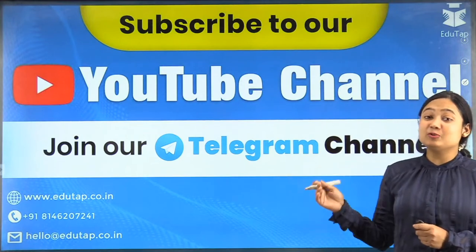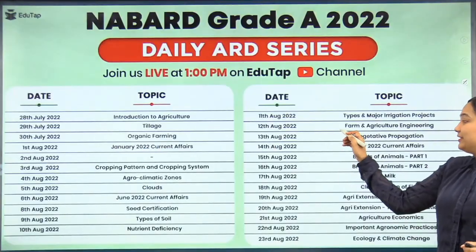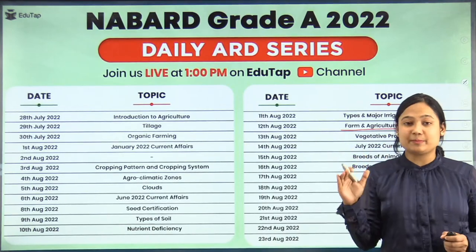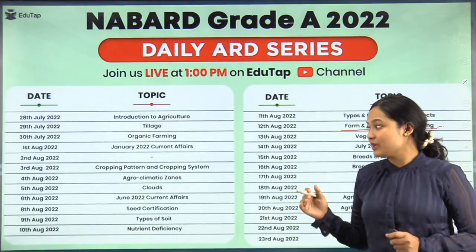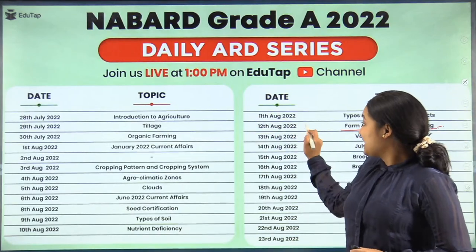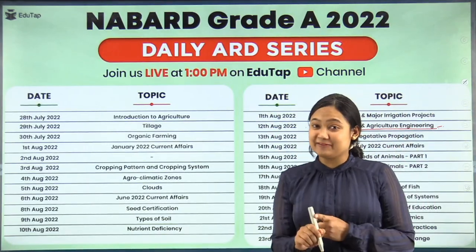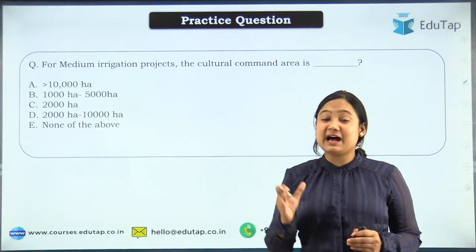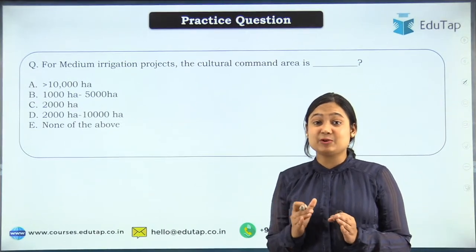Before we move on, talking about the timetable, today we are discussing farm and agriculture engineering, and in this particular topic we will talk about the storage structure. Before we start that, there is a homework that I gave you and we will discuss that first. So your question from the last lecture, in which we studied irrigation, was this.